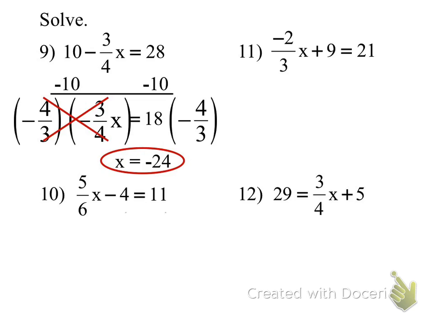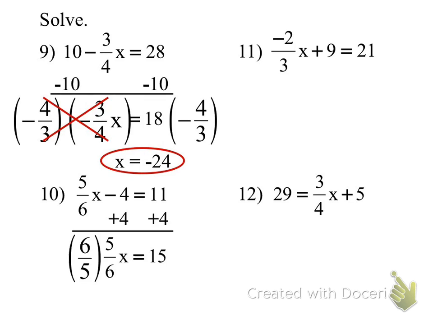And then I got 5 over 6x is equal to 15. So then I multiply by the reciprocal. So 6 over 5 times 5 over 6x is equal to 15 times 6 over 5. And then I got x is equal to 18. Right, because we cross cancel. That becomes 1x equals, what'd you say? 18. Good, perfect. Okay, questions?